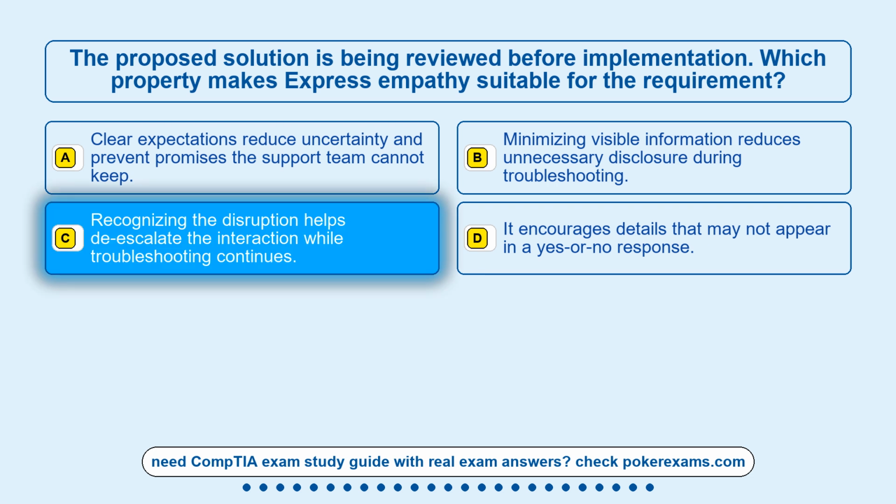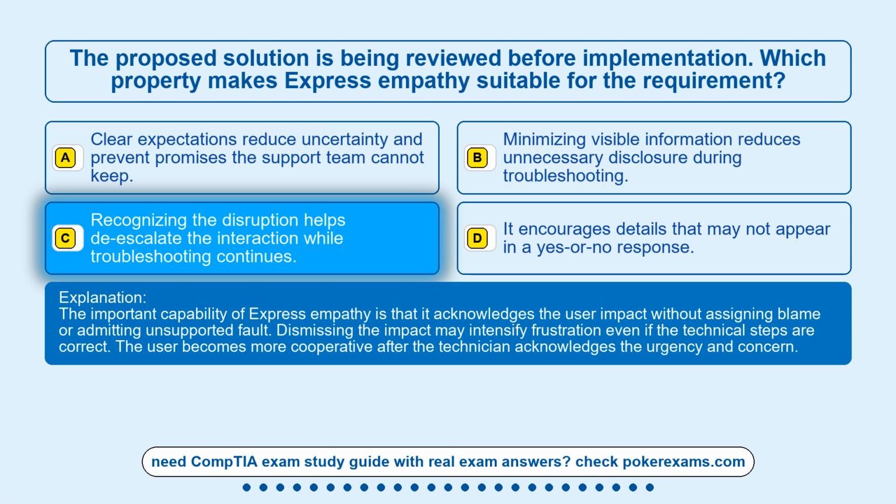The correct answer is option C. Recognizing the disruption helps to escalate the interaction while troubleshooting continues. The important capability of Express Empathy is that it acknowledges the user impact without assigning blame or admitting unsupported fault. Dismissing the impact may intensify frustration even if the technical steps are correct. The user becomes more cooperative after the technician acknowledges the urgency and concern.